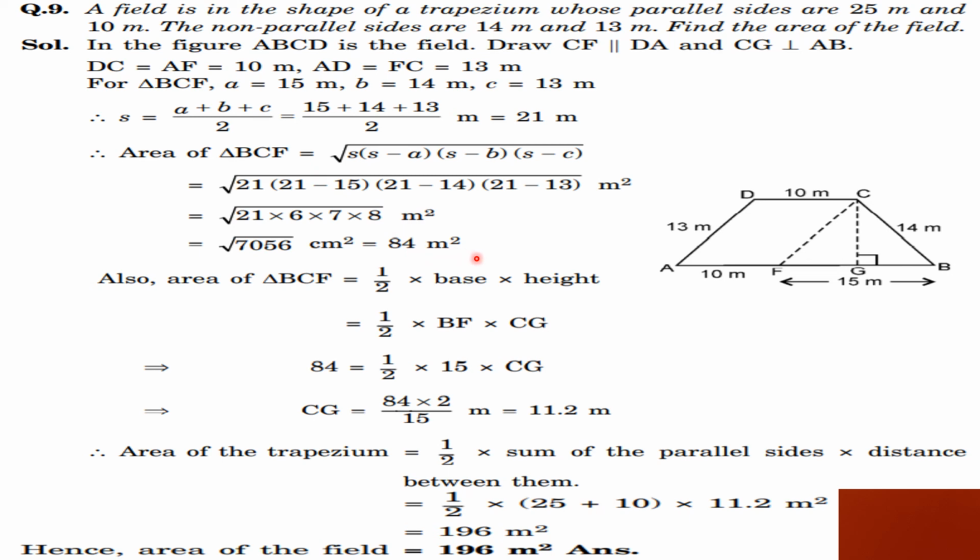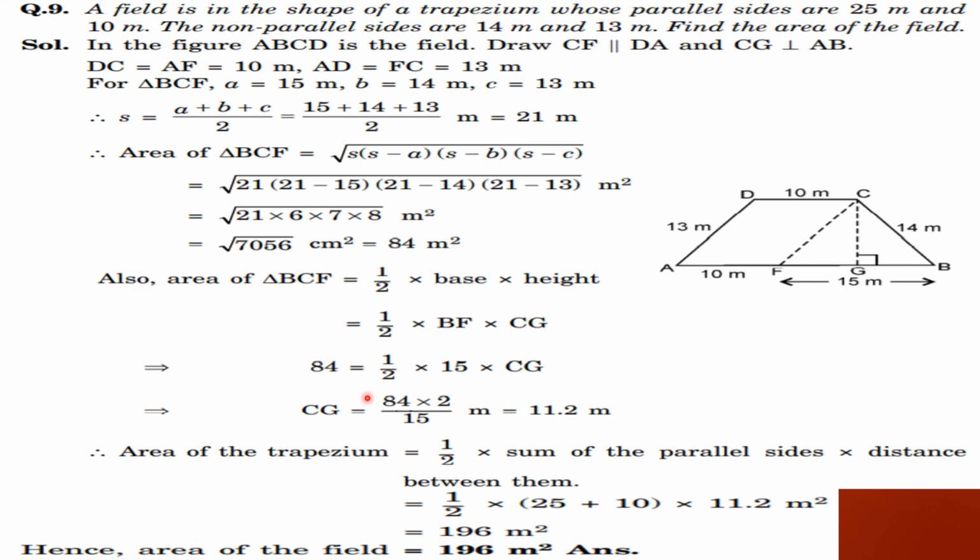Understood, children? Also, area of triangle BCF is equal to half into base into height. We can use this formula also. But here we don't know the height of this triangle. We are finding the height of the triangle. That is equal to half into, what is the base here? BF, into, what is the height here? CG. What is the area of triangle BCF? 84. We have already found.